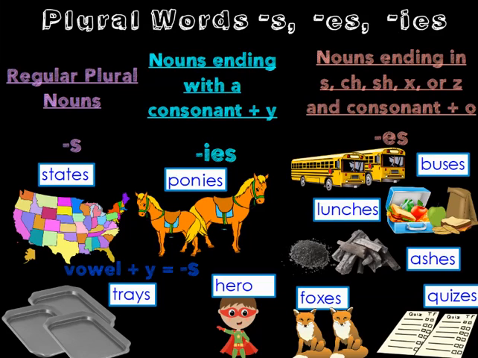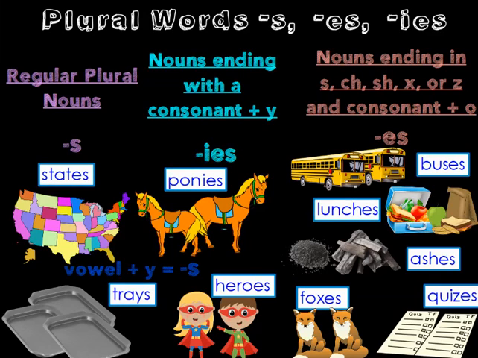Finally, let's look at words that end with a consonant followed by the letter O, like this word, hero. The letter R is a consonant, and it's followed by the letter O. So to make this word plural, we have to put ES at the end. Now instead of one hero, we have heroes.